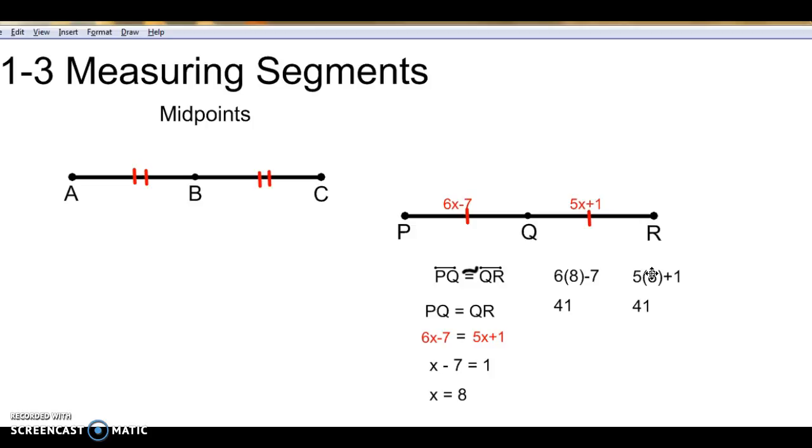Notice that we were only given 2 pieces of information in this problem and not 3 like we did in segment addition postulate. So that should be a clue that we're going to need to use that Q is a midpoint to set them equal to each other.